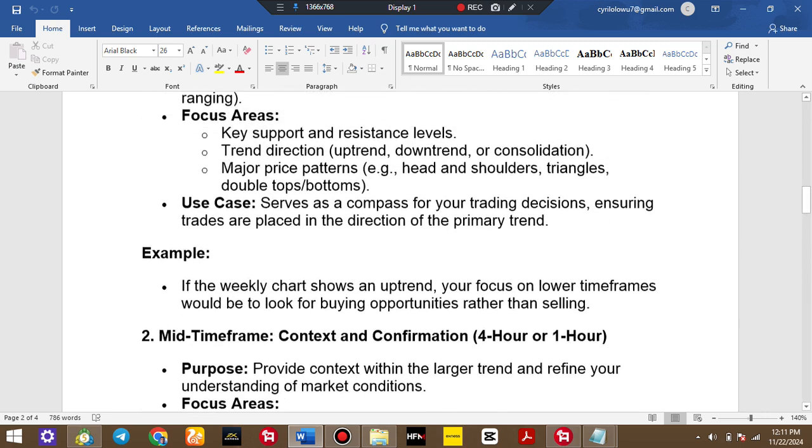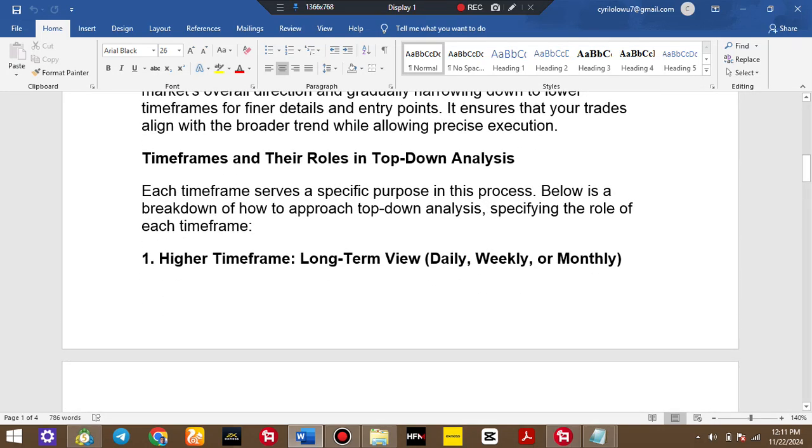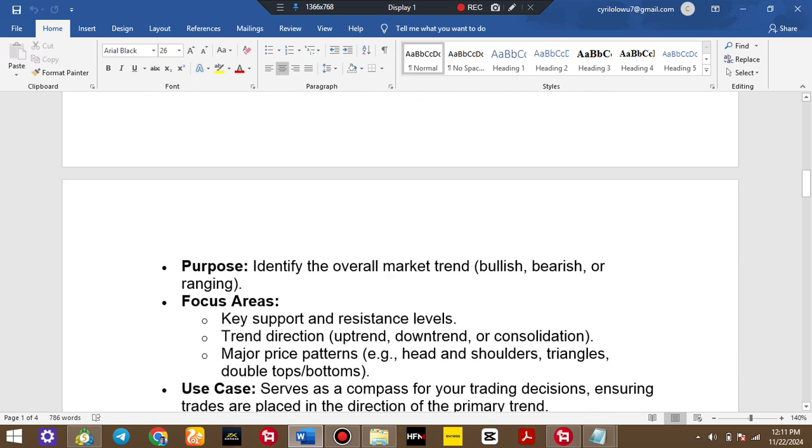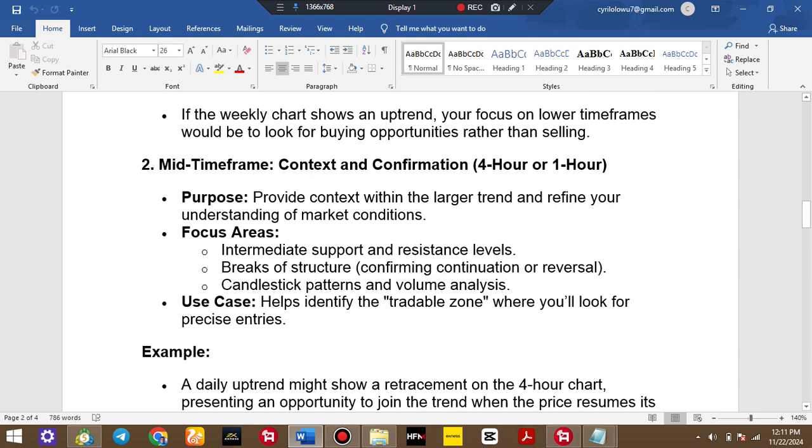Now you can see how we do it. You start from the higher time frame for what? Long time view, to view what price has been doing for a period of time. Then you move to the middle time frame, which is the 4 hour or the 1 hour. You'll be looking for an area that has an exact point or zone in line with what the weekly time frame is giving you, the daily time frame is giving you, or the monthly time frame is giving you.